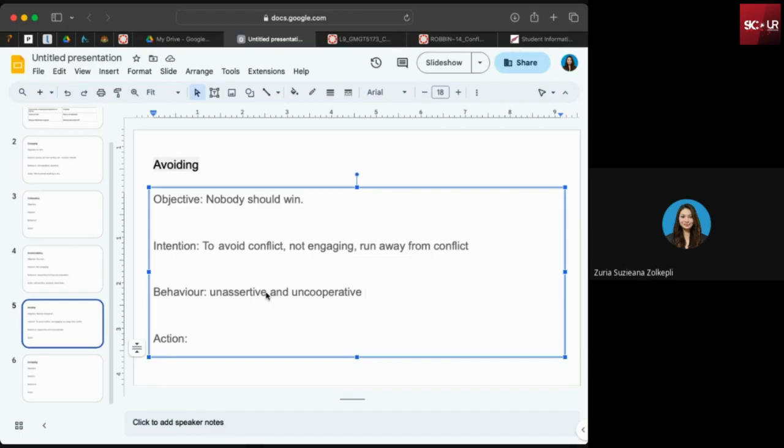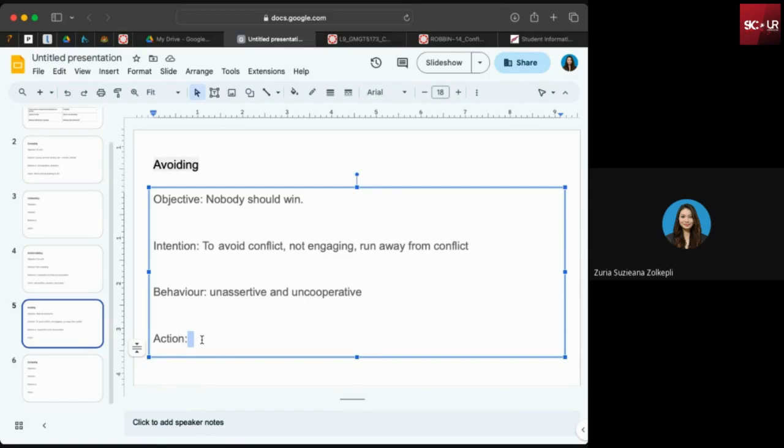But for avoiding, it means that you don't get involved at all. If we do this avoiding, it means that the conflict will never resolve. You will never identify what is the root problem, what is the root cause. The problem will not go away. In fact, it will be much worse in future. So it's quite dangerous.